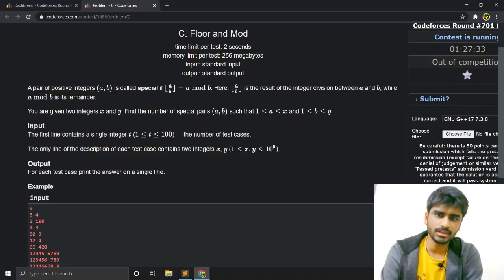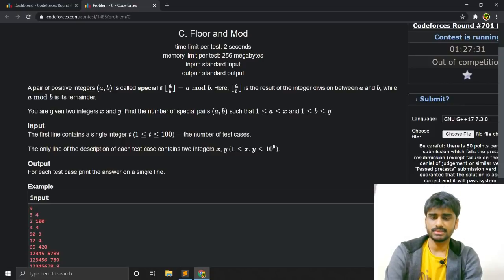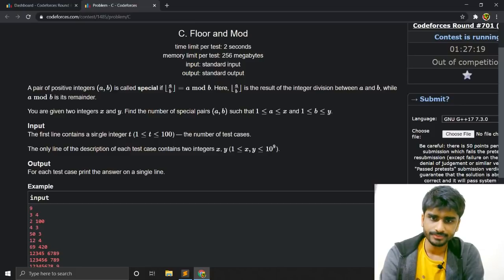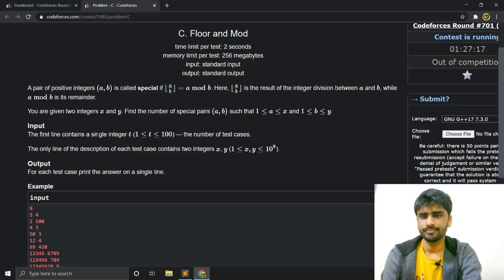Yeah, sorry, the quotient and the remainder are the same. Okay, that's what we want. And we want the number of special pairs a, b such that a is in this range and b is in this range. Okay, and we are given x and y.